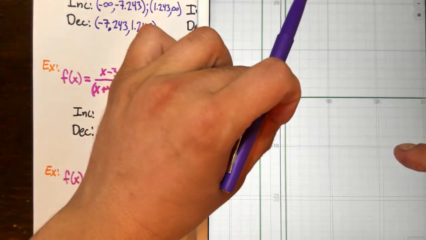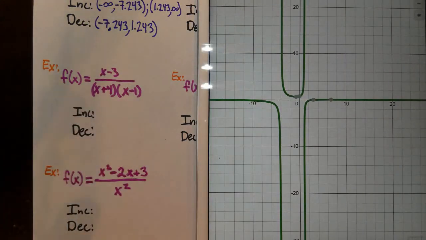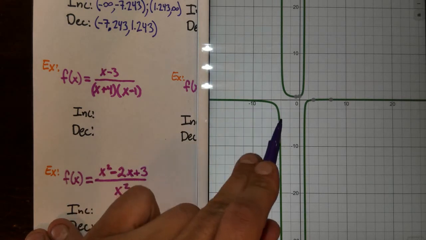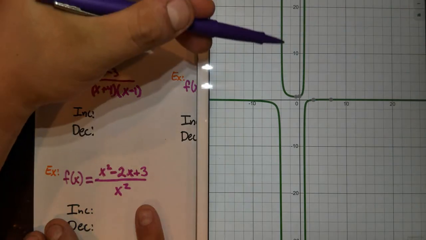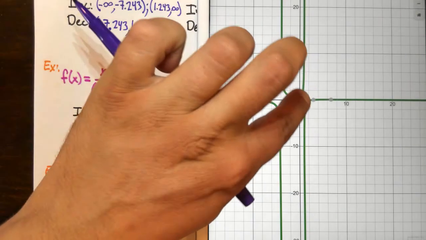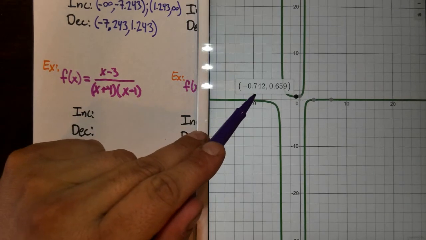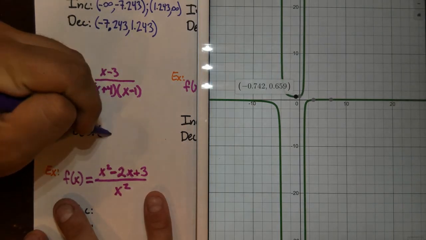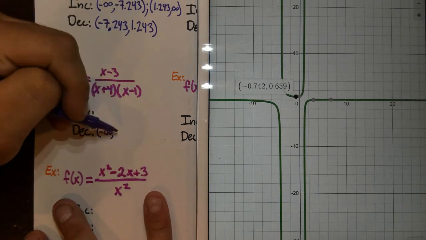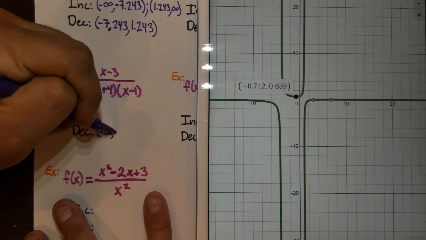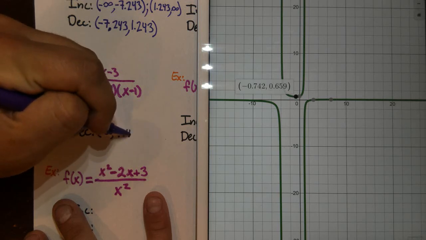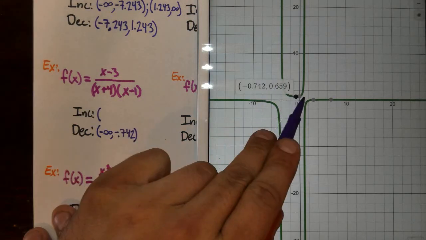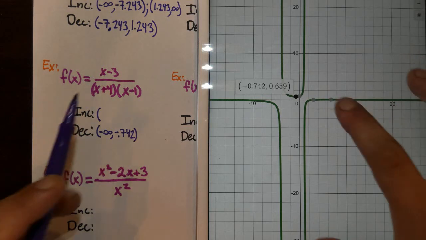These two are our intercepts. So let's see here. I'm going to zoom out. So it begins decreasing, right? And it decreases, decreases, decreases, up until this point right here at negative 0.742. So it decreases from negative infinity to negative 0.742.